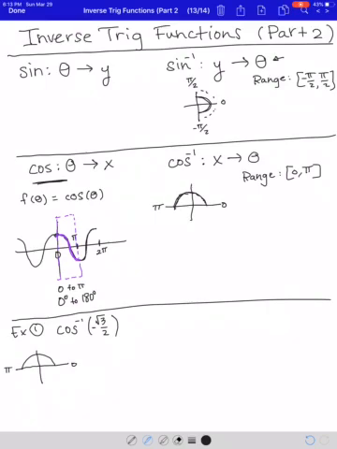So when do we get a cosine value, or an x-coordinate, of negative root 3 over 2? Well, that's going to occur at this angle here. This is when we get our x-coordinate of negative root 3 over 2. And what angle is this? In radians, this is 5 pi over 6. So that's our answer. Cosine inverse of negative root 3 over 2 is the angle 5 pi over 6. Let's try another example.